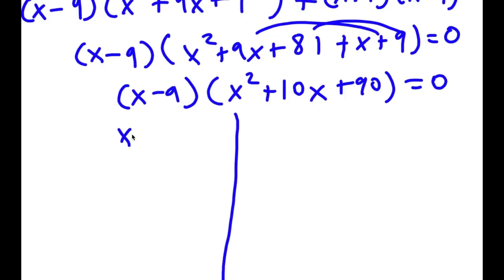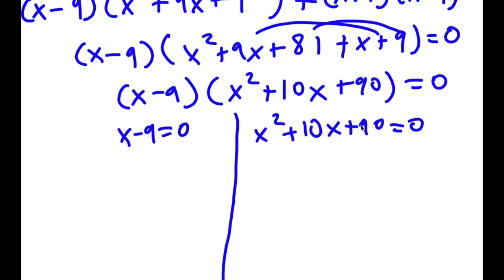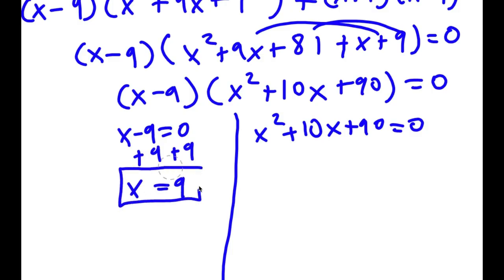I have x minus 9 is equal to 0, and I also have x squared plus 10x plus 90 is equal to 0. So first off, for x minus 9 equals 0, I can simply add 9 on both sides, so I get x is equal to 9. So this is one solution of x.